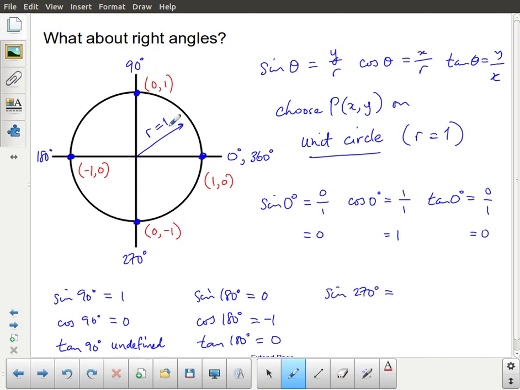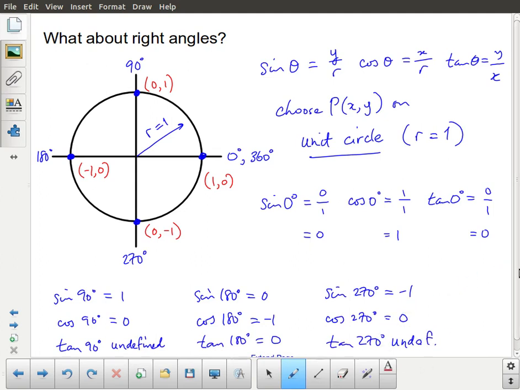And finally, the sine of 270 degrees is equal to the y-coordinate divided by r. Negative 1 divided by 1 is negative 1. The cosine of 270 degrees is the x-coordinate divided by r. That's 0 divided by 1, which is 0. And the tangent of 270 degrees is going to be the y-coordinate divided by the x-coordinate, negative 1 divided by 0. Once again, we end up with undefined.